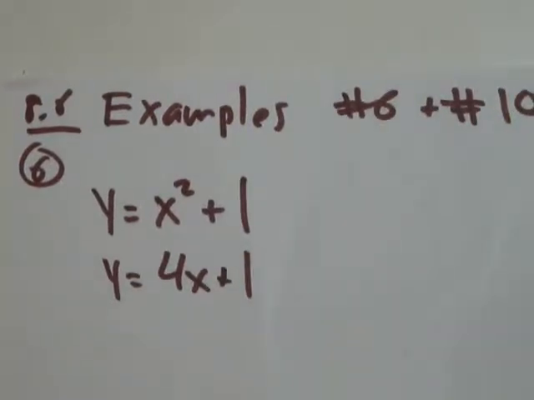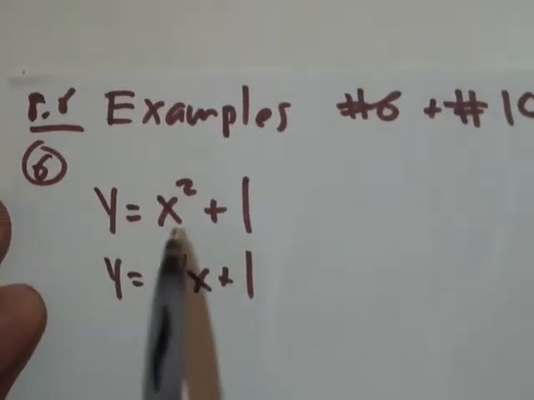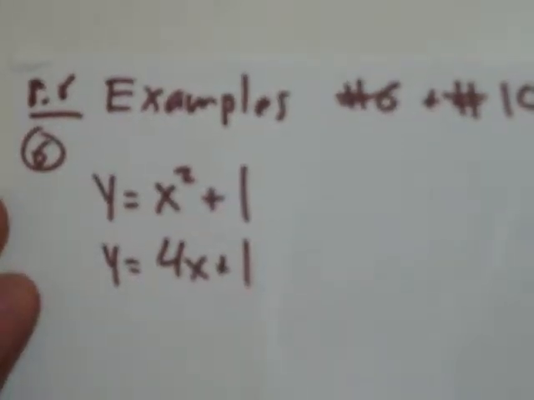Okay guys, so for the first examples, I want to look at two examples first, number 6 and number 10. We'll look at these two and then we'll look at two more on the next video. Okay, so for the first one, we got y equals x squared plus 1 and y equals 4x plus 1.